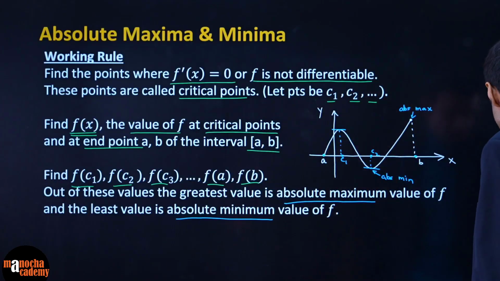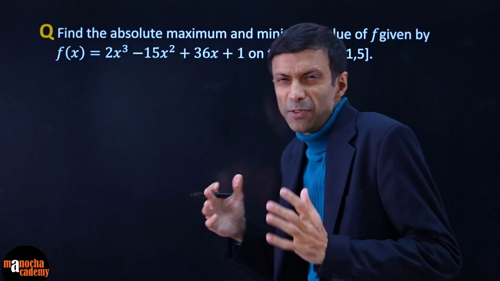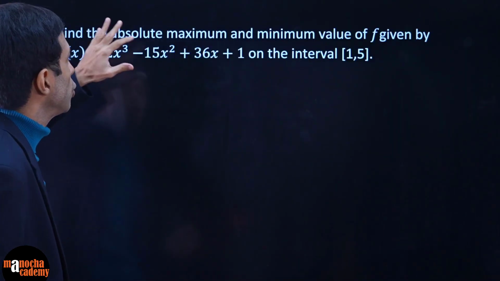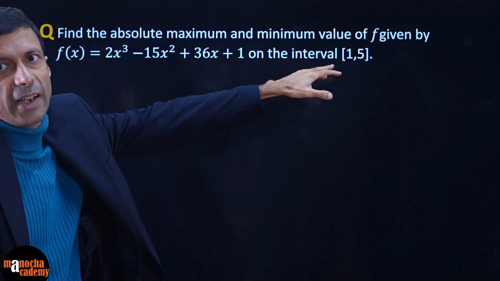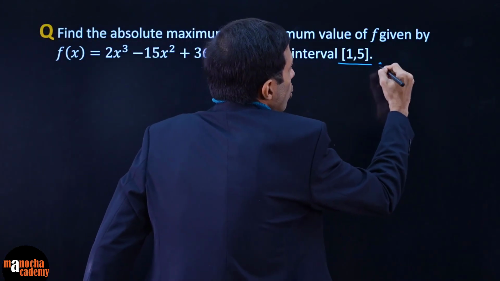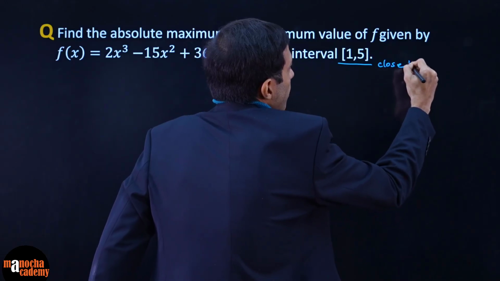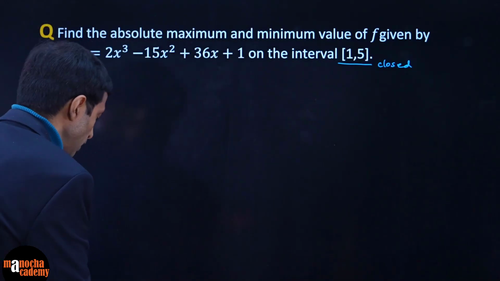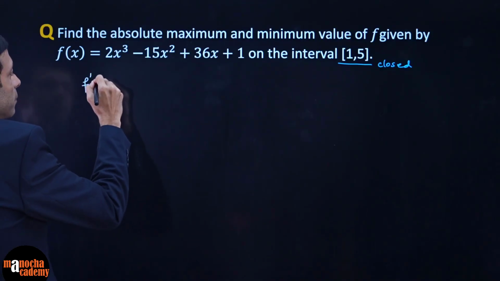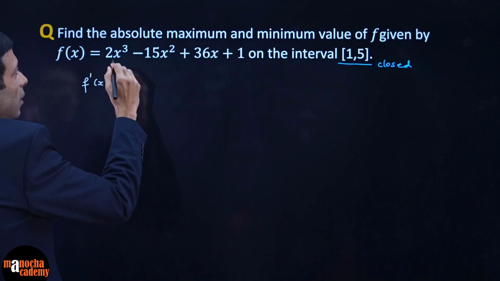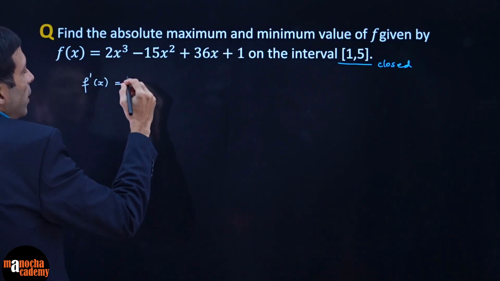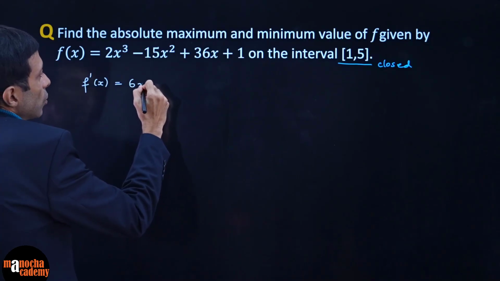Again, to clarify this, let's take a look at an example, because until we do an example we won't get a feel for it. Here I have given you a function, 2x cube minus and so on, on this interval. First of all notice carefully, it is a closed interval. Can you see the square brackets? So first step, what did our working rule say? It said find f dash x, which means differentiate. So 2x cube will give me 3x square, multiplied by this 2, so 6x square.